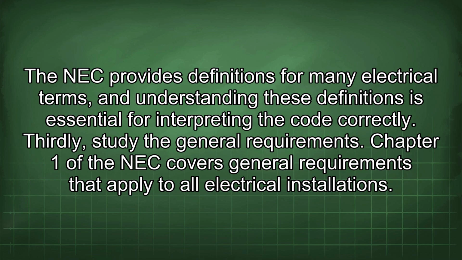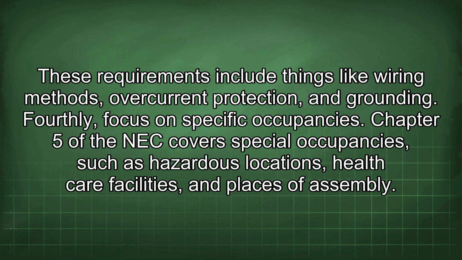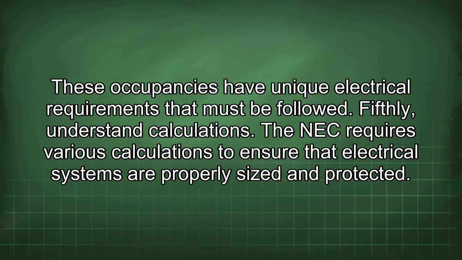Thirdly, study the general requirements. Chapter 1 of the NEC covers general requirements that apply to all electrical installations. These requirements include things like wiring methods, overcurrent protection, and grounding. Fourthly, focus on specific occupancies. Chapter 5 of the NEC covers special occupancies such as hazardous locations, healthcare facilities, and places of assembly. These occupancies have unique electrical requirements that must be followed.